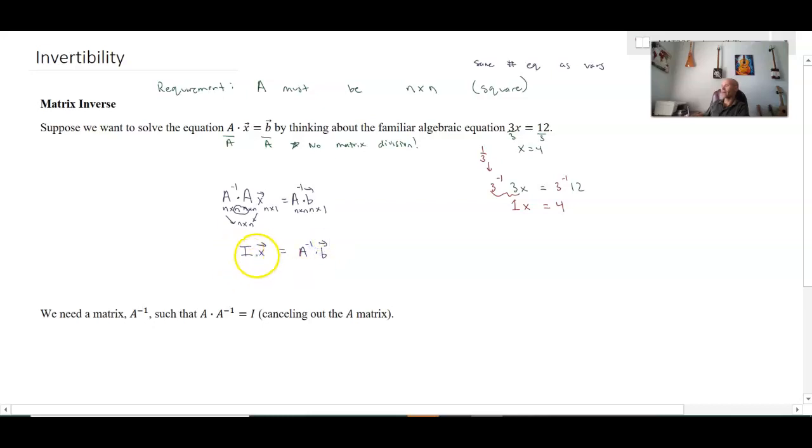So the identity times any vector or any matrix, this is an n by n times an n by 1, which will give us an n by 1. So this product right here is just equal to x, just like we could write 1x equals 4 as just x equals 4. And we've just solved for the vector x. We've just found out that to solve for x, we have to multiply the inverse of A times b.